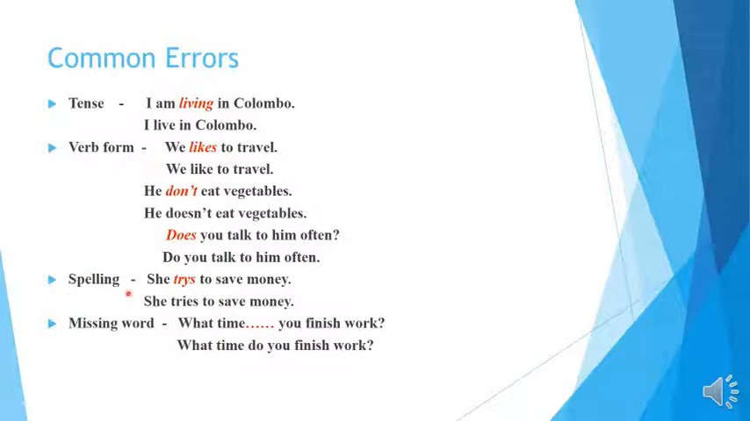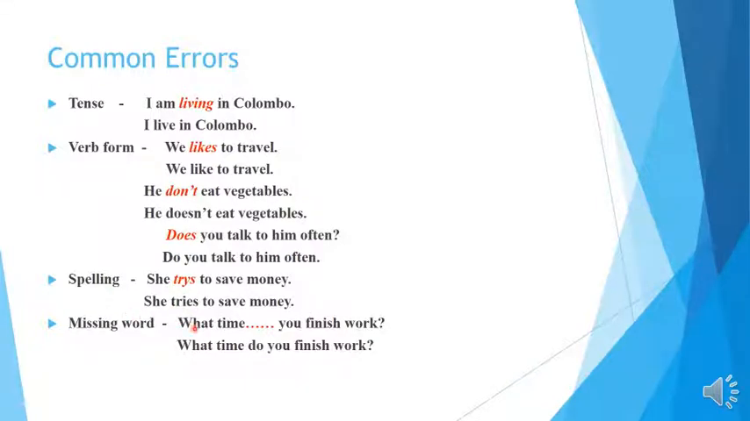And spelling errors. She tries to save money. She tries. You remember this? You have to drop y and add ies. She tries to save money. Yeah, it should be she tries to save money. T-R-I-E-S, tries. A spelling error.